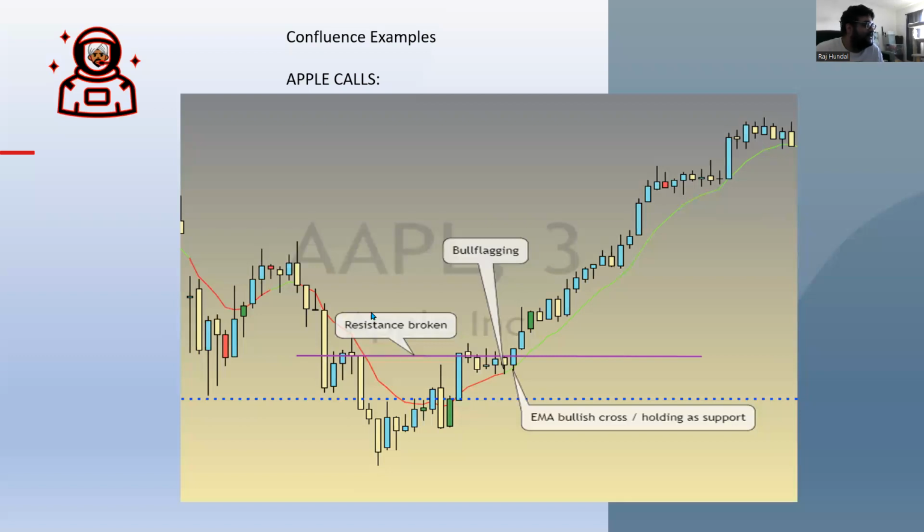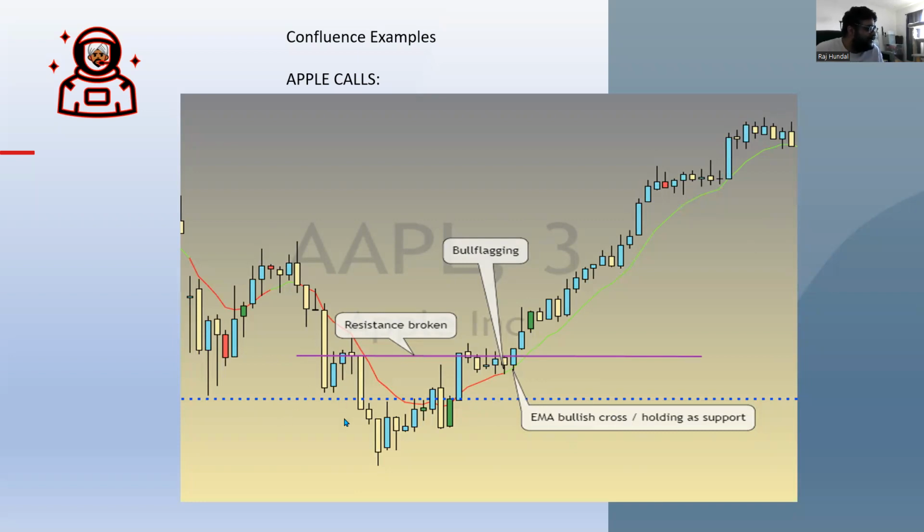So now that resistance is broken, we're bull flagging, right? We're bull flagging pretty nicely. We're catching some buys, and bam, the EMA crossed over here, and it's holding as support. You see right here, we're holding as support. The resistance is broken, and we did not look back. I believe this thing must have ran like 300% just off of this.